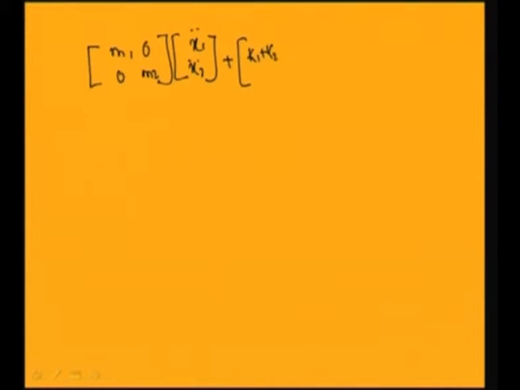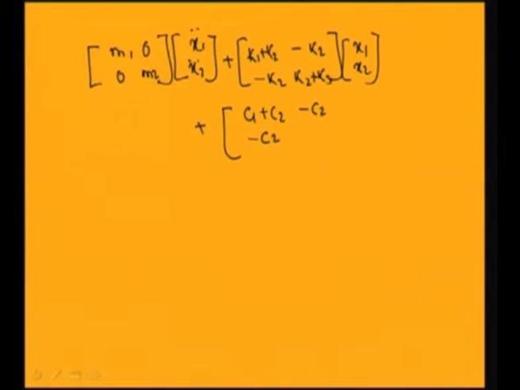You have already written the equation of motion, and in matrix form this equation becomes: the matrix [m1 0; 0 m2] times [x1 double dot; x2 double dot], plus the matrix [K1 plus K2, minus K2; minus K2, K2 plus K3] times [x1; x2], plus the matrix [C1 plus C2, minus C2; minus C2, C2 plus C3] times [x1 dot; x2 dot], equal to [0; 0].